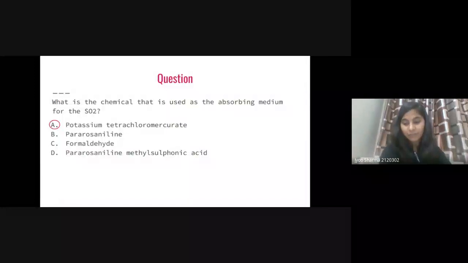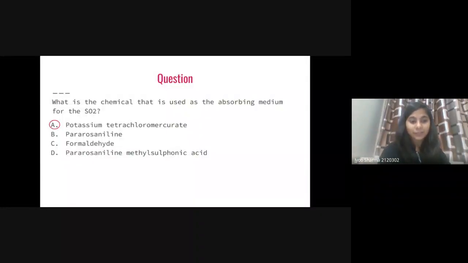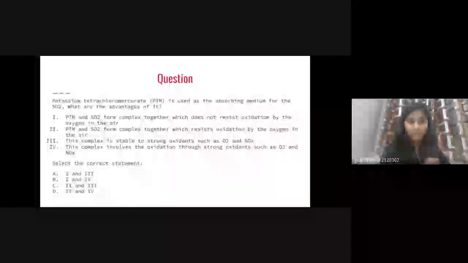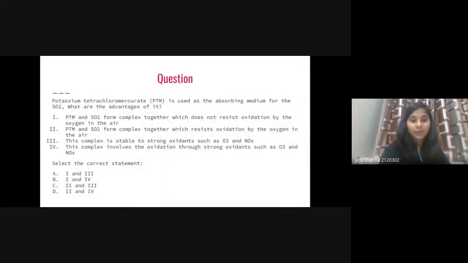and these chemical reagents have different roles. So we will talk about that only. So just keep in mind, if we are talking about the absorbing media, then this is the potassium tetrachloromercurate. Okay, so as I told you, the absorbing media we are using right now is TCM, that is potassium tetrachloromercurate.